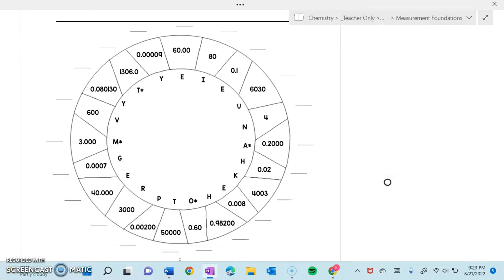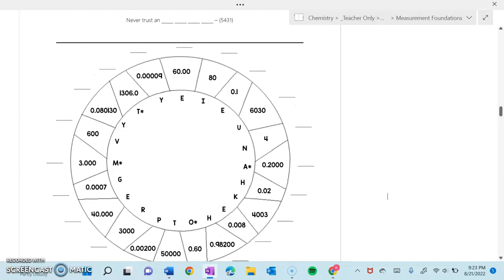So let's go ahead and start here right at the top, 60.00. Notice there's a decimal point, so that makes all of these final zeros significant, just like in the digital scale example that we looked at with 65.00. So this number has 4 significant figures. All 4 of them are part of the estimation. Put that in the line.